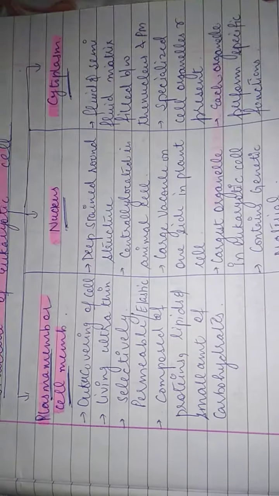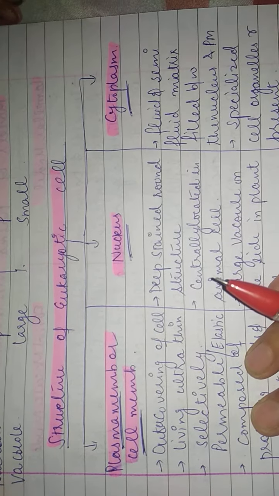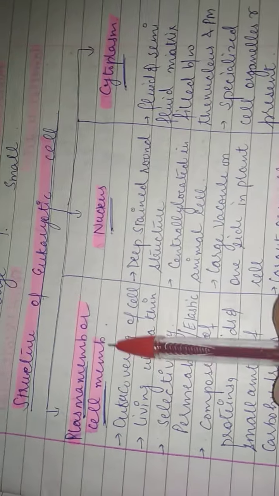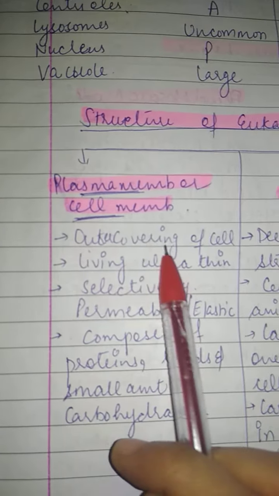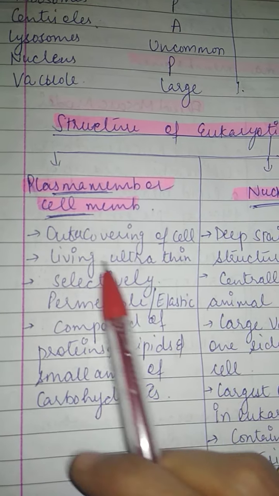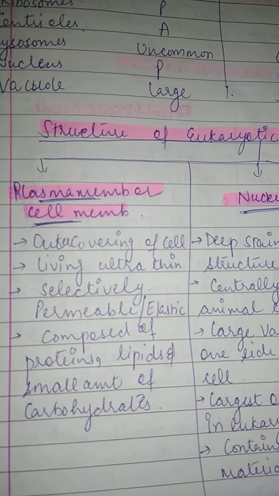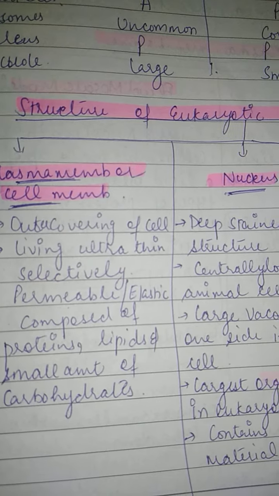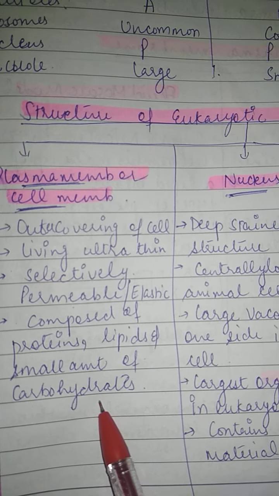Now the next topic of this chapter is the structure of the eukaryotic cell. We have discussed the difference between prokaryotic and eukaryotic cells. Now the structure. First point is the plasma membrane or the cell membrane. The outer membrane is called the plasma membrane or the cell membrane. This is the outer covering of the cell. It is living and ultra thin. It is selectively permeable, which means only selected substances can pass through it. It is composed of proteins, lipids, and a small amount of carbohydrates.